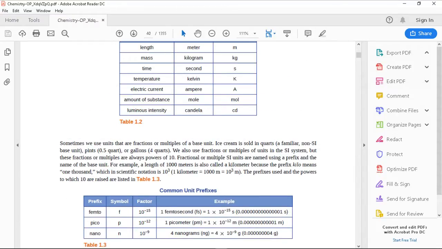Sometimes we use units that are fractions or multiples of a base unit. Ice cream is sold in quarts, a familiar non-SI base unit, pints, or gallons, or quarts.